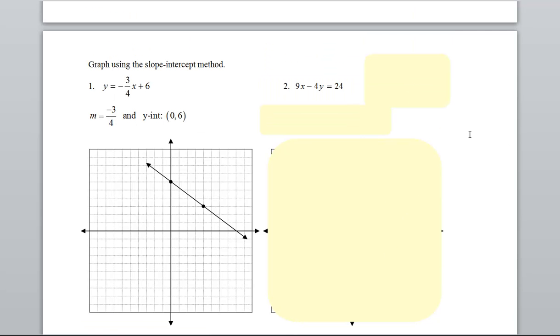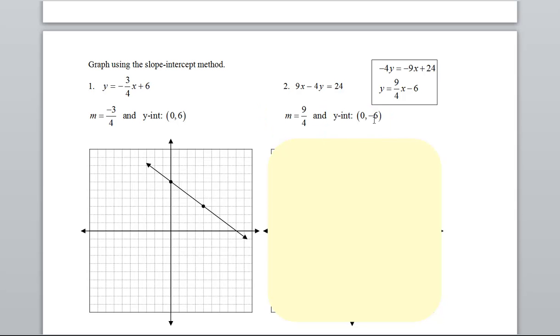This one is a little bit more ornery than the other one because I've got to solve for y. So first thing I'm going to do is subtract my 9x. Okay, so I subtracted my 9x. Now I need to divide by -4. Be careful if you divide by -4. A -9 over -4 is not a -9 over -4, it's a positive 9/4. And then 24 divided by -4 would give me a -6. So here's my slope. There's my y-intercept.